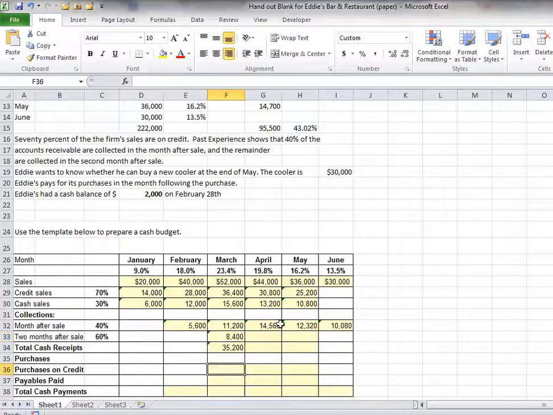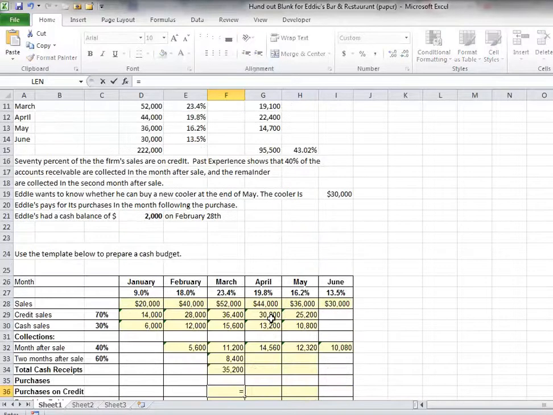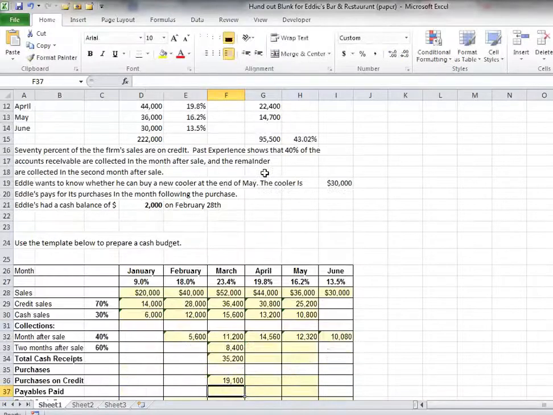Slide down to purchases on credit. The month of March, according to Eddie's calculations, we're going to buy $19,000 worth of goodies. Okay. And actually, that's the wrong way to do it, sorry. We've got a number over here which is 43%. So our actual purchases, which is this number here divided by this number here, are 43%. On average, Eddie figures he's going to buy 43% of his sales.